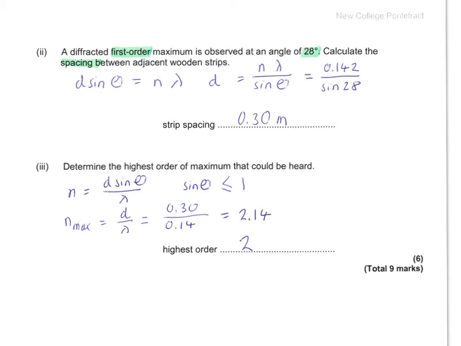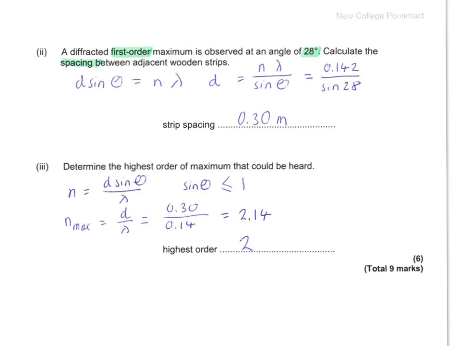Then we've got my favourite questions on these, which is to simply ask, what's the highest order maximum that we can get? The way to do that, we're trying to work out n, so we rearrange n lambda is d sine theta to n is d sine theta upon lambda. And we say that the biggest that sine theta can possibly be is 1. That's the same thing as saying the biggest theta can be is 90 degrees. Sine of 90 is 1. So my maximum value of n will be simply d over lambda when sine theta is as big as it can be. And that gives me 2.14.